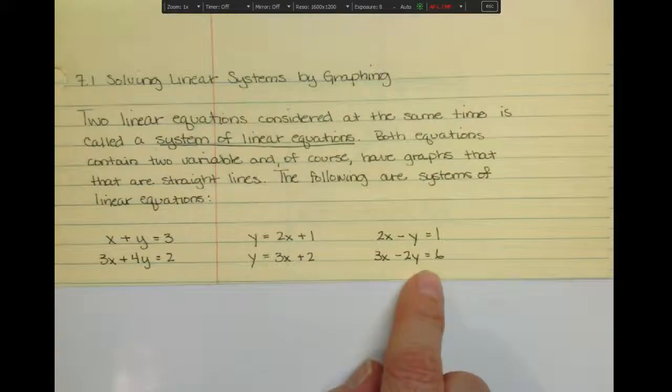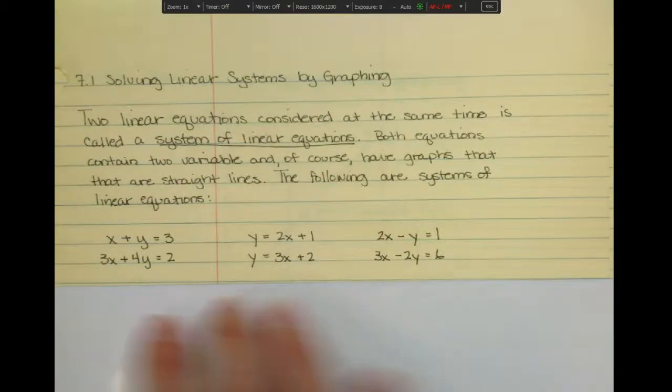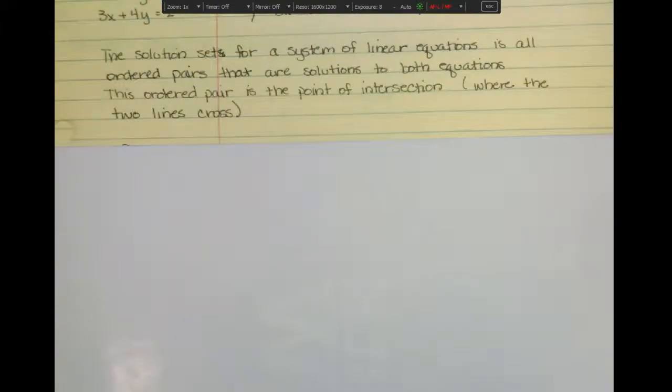Do they have to have whole numbers? No, they can have decimals, they can have fractions. I just chose whole numbers to show you what a couple of systems of equations might look like. The solution set to a linear system of equations is all the ordered pairs that are solutions not just to one equation, not just to the other equation, but to both equations. This ordered pair is the point of intersection. That's where the two lines cross, if indeed they do cross.